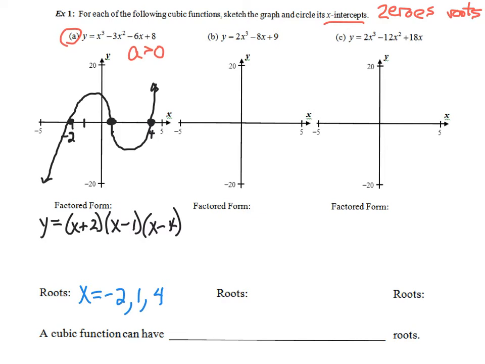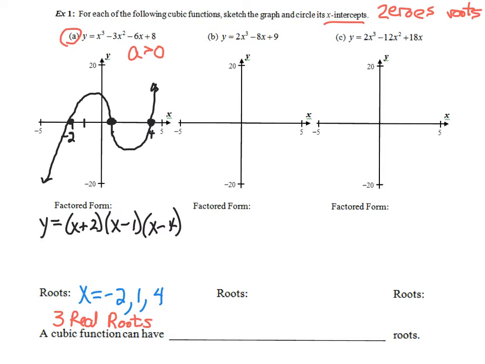Now, for this particular function, we could multiply that back out again. We see that our first term is an x cubed, so it makes sense. I do get that polynomial when I remultiply this out. What I have found is that this particular function has 3 real roots. I can tell they're real because all 3 of those numbers are real numbers.